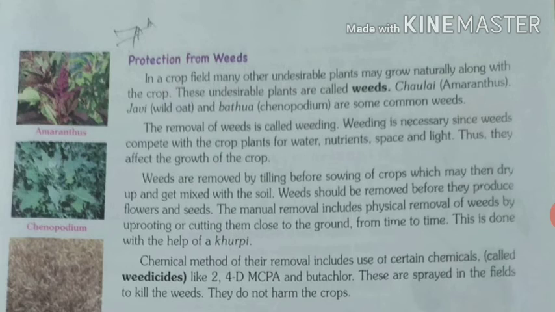The type of weeds varies from field to field, from crop to crop, and also from season to season. Some of the common weeds or unwanted plants found in wheat and rice fields are wild oat, we call javi, grass, in Hindi we call ghas, amaranthus, that is cholai, and chenopodium, that is bathua. So these are very common weeds. I hope you have seen these in fields.